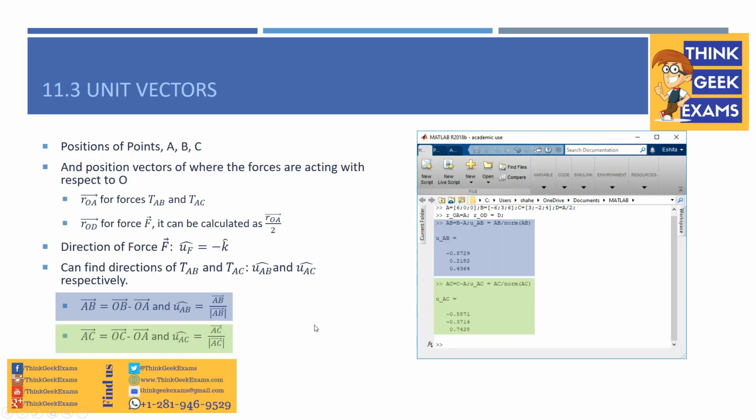So let's look at the Matlab. The Matlab is, we're going to do this in the next video because we're going to run out of time. So we're going to continue this in the next video.